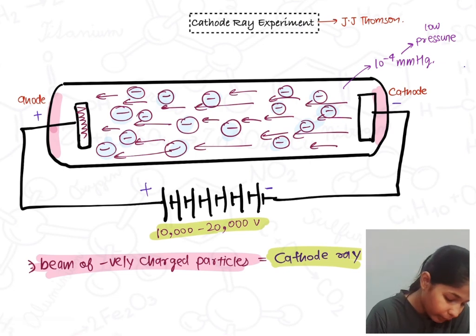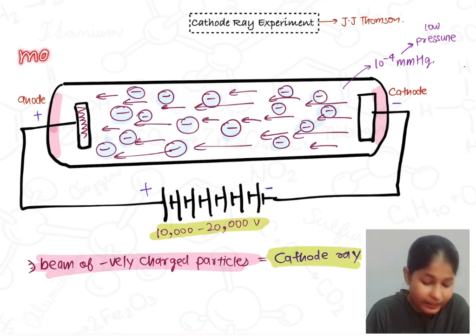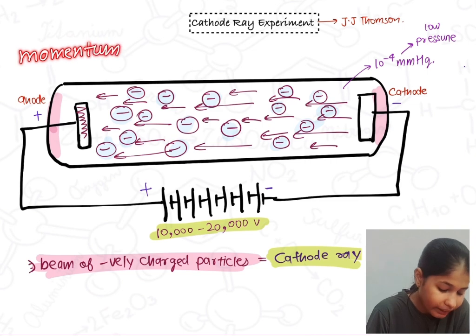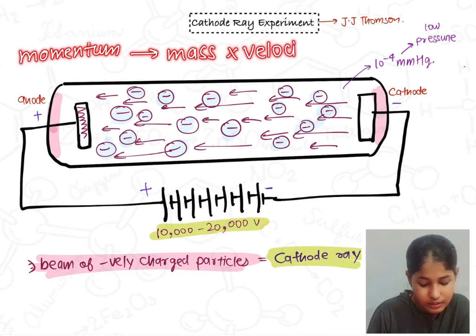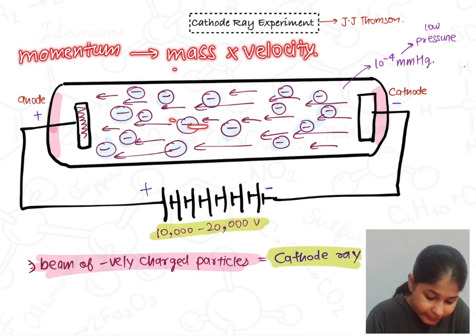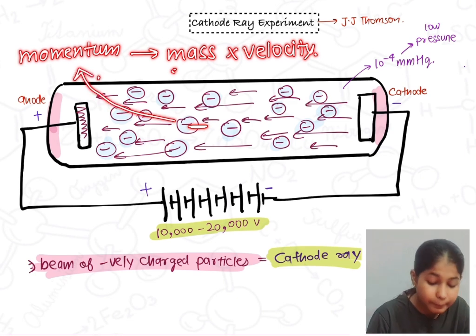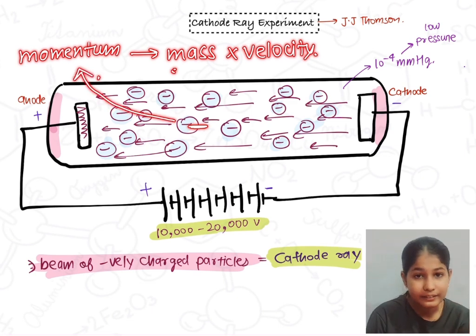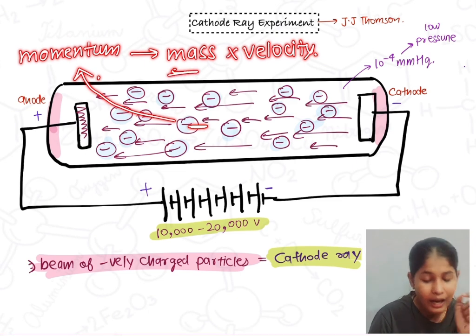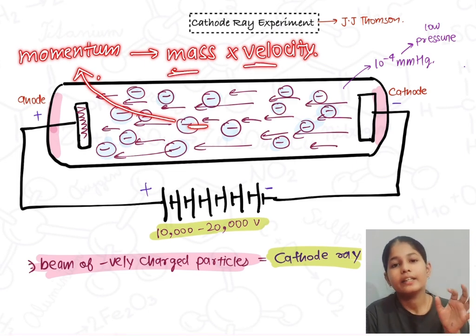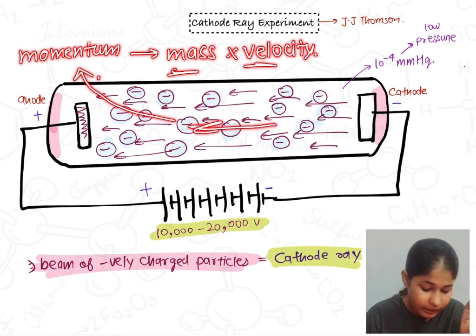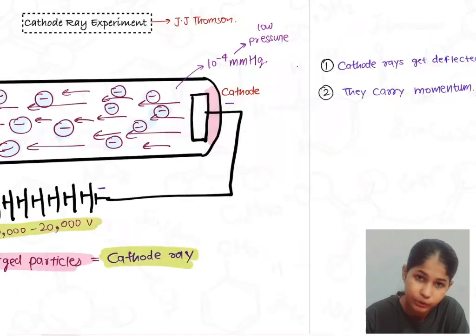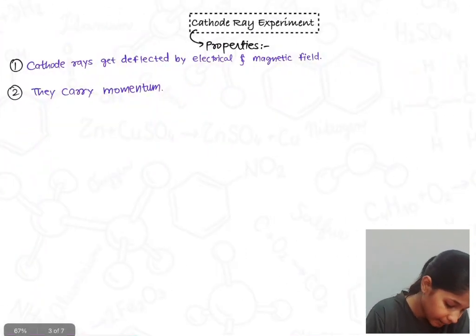Actually, as you all know, what is momentum? Momentum is mass into velocity. If it is saying that cathode rays have momentum, it means these cathode ray particles have their own mass as well as their own velocity, by which they are traveling inside the hollow tube. So they carry momentum.